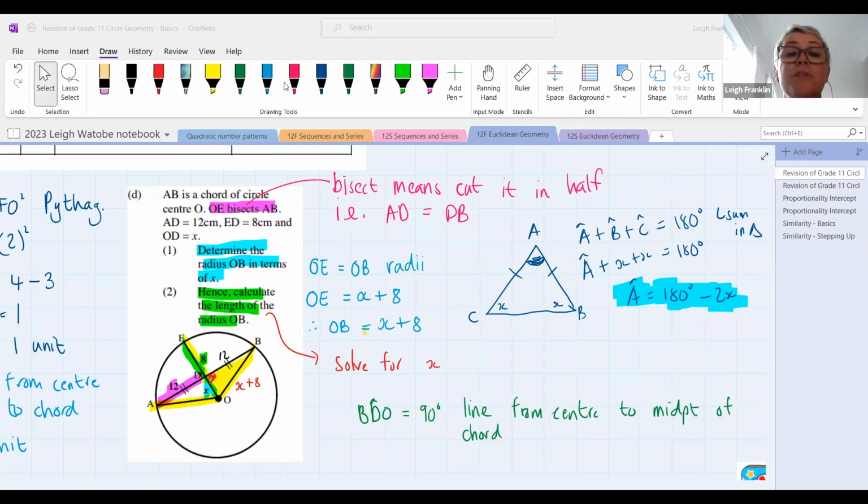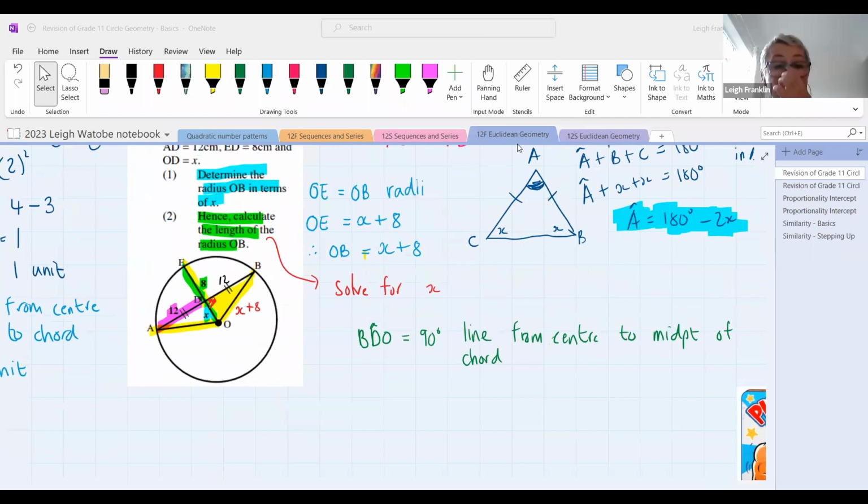Yes, Kumutsile, yes. OA is also absolutely, and if you wanted to, you could work in triangle ODA if you so choose, because OA is also going to be x plus 8. So you could also work in triangle ODA in order to be able to solve for x. Okay, let's continue.